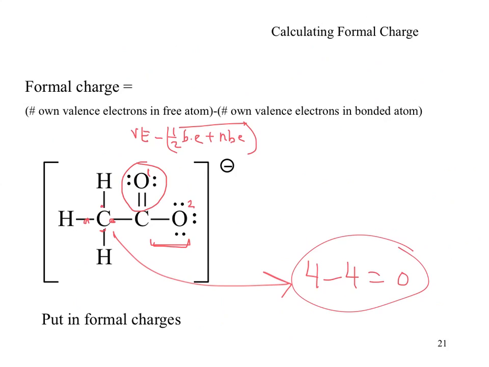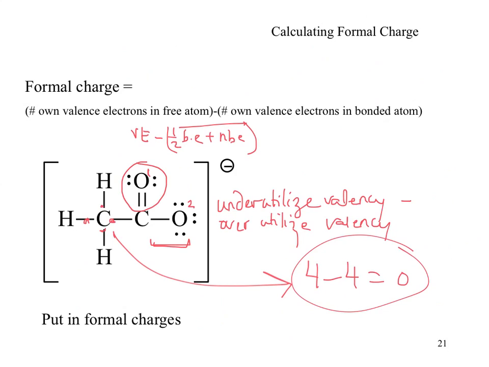That means we are not utilizing the valency of oxygen completely, and whenever you underutilize valency, it will leave a negative charge. And if you overutilize a valency, a valence electron, that will give it a positive charge. That means this negative charge that you're seeing on the acetate unit is because the valency of the oxygen is being underutilized, and that's where that negative charge is going to be.